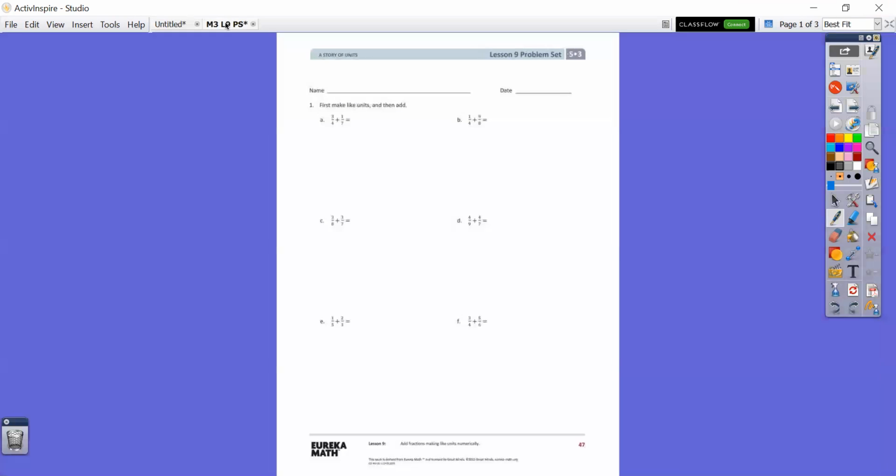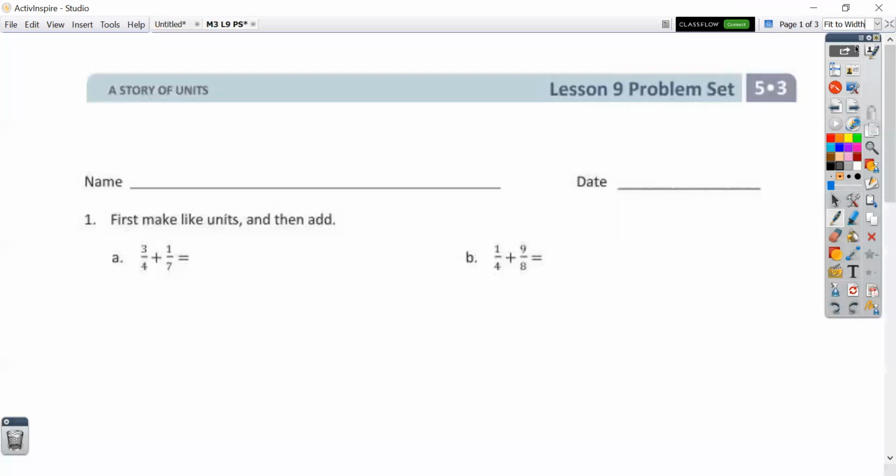So let's change to our page. Let's zoom in and get my name on this. All right. So the directions say first make like units and then add. So this is where we don't have to draw our models anymore. I'll do A, you do B. Actually, I'll do B, you do A. We'll do B together, then you'll do A by yourself, and we'll work through this problem set like that, on and off. My turn, your turn, my turn, your turn.